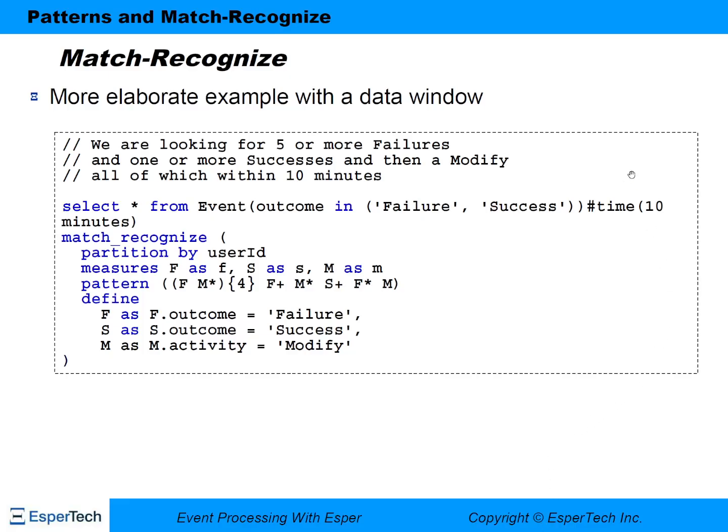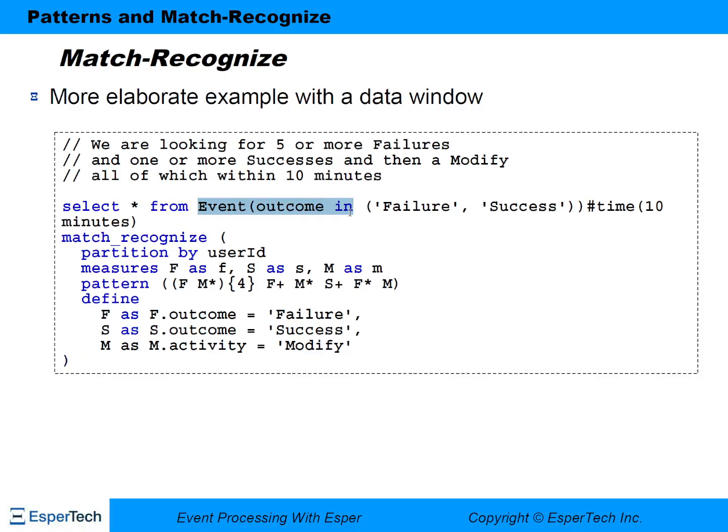For this slide we picked a use case from a security monitoring software. The security monitoring is looking for events that have an outcome of failure or success. Each event also has an activity value such as modify. It is looking for 5 or more failures and 1 or more successes and then a modify, all of which within 10 minutes. The example selects from event.